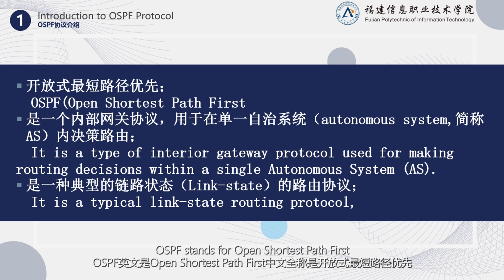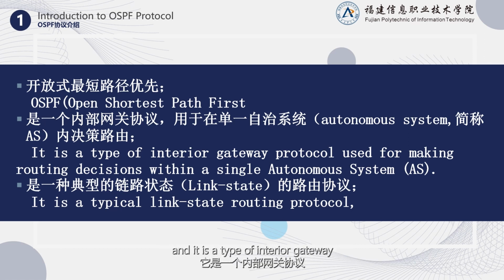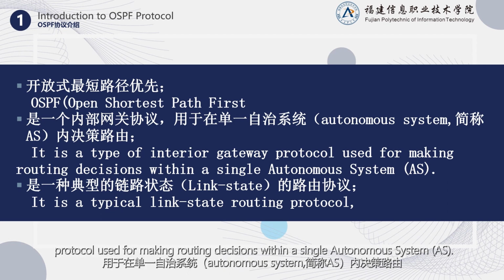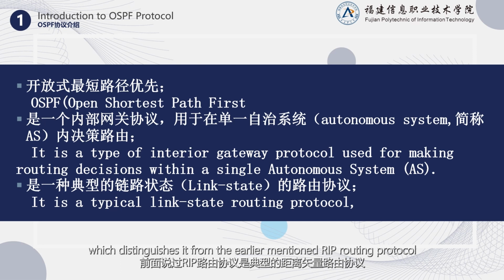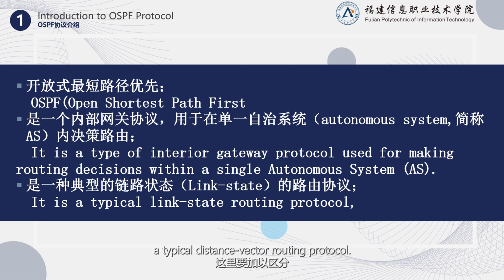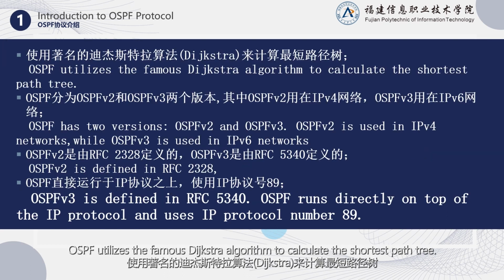OSPF stands for Open Shortest Path First, and it is a type of interior gateway protocol used for making routing decisions within a single autonomous system, as it is a typical link state routing protocol, which distinguishes it from the earlier mentioned RIP routing protocol, a typical distance vector routing protocol. OSPF utilizes the famous Dijkstra algorithm to calculate the shortest path tree.